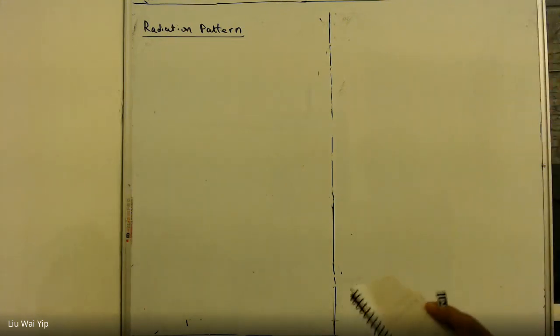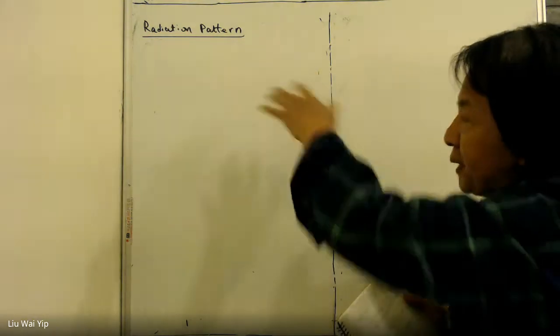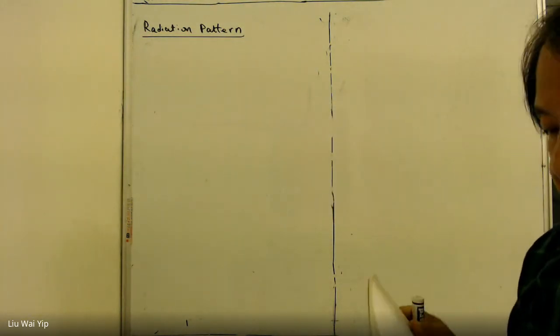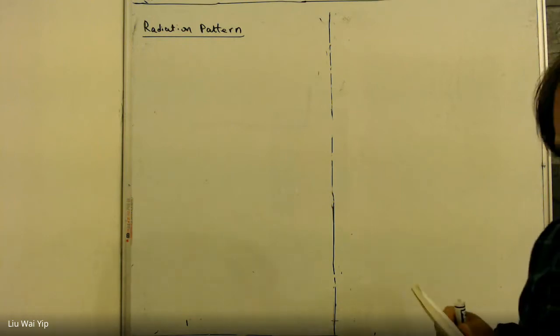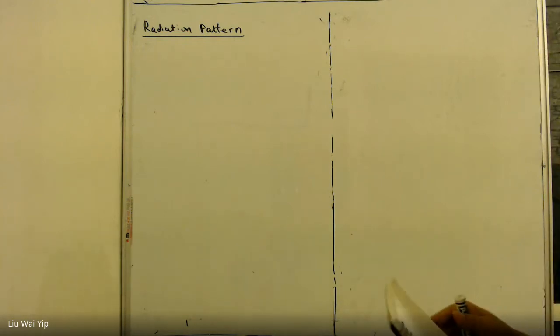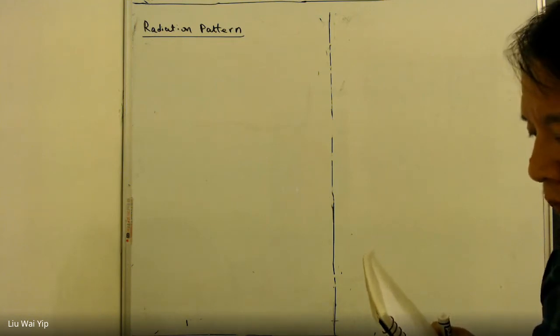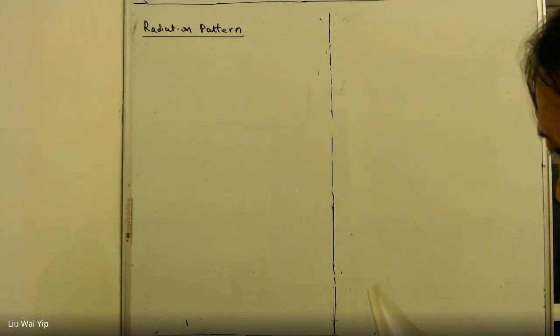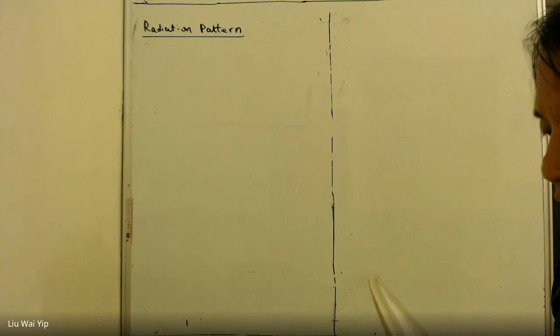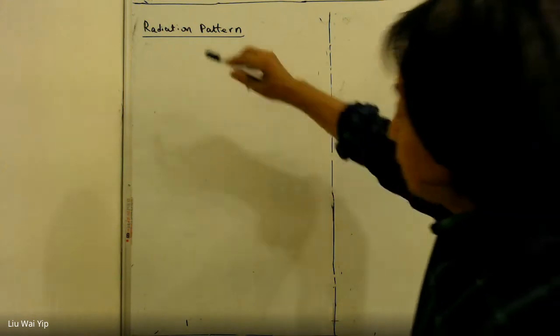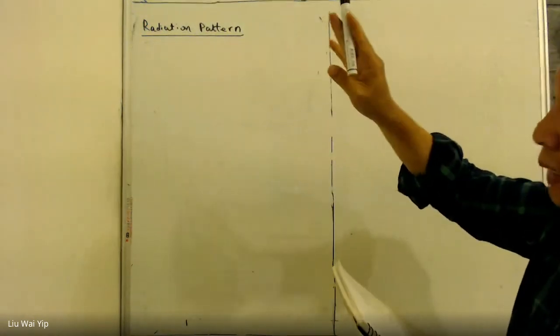Hello everyone. This video is about radiation patterns. A radiation pattern is a spatial distribution of a quantity that characterizes the electromagnetic field of an antenna. This is the definition by IEEE.